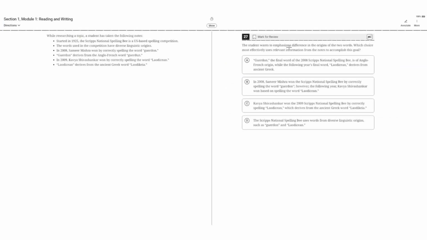The student wants to emphasize a difference in the origins of two words. Which choice most effectively uses relevant information from the notes to accomplish this goal? While researching a topic, a student has taken the following notes. Started in 1925, the Scripps National Spelling Bee is a US-based spelling competition. The words used in the competition have diverse linguistic origins. In 2008, Samir Mishra won by correctly spelling the word guerdon.